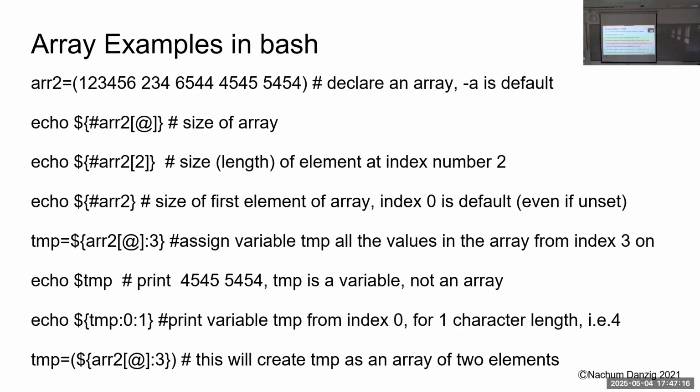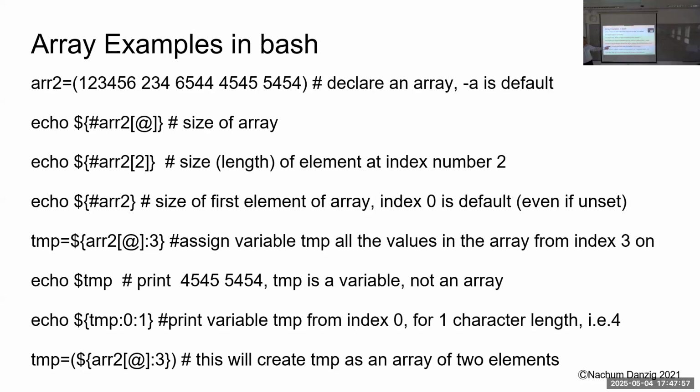Now what about this one? Temp equals what? What is temp going to get? What will be the value of temp? Array 2, the whole array, colon 3. From index 3 on. So 0, 1, 2, 3. It'll be this one and this one. Now, when I print temp, it prints 4, 5, it prints those 2 elements.